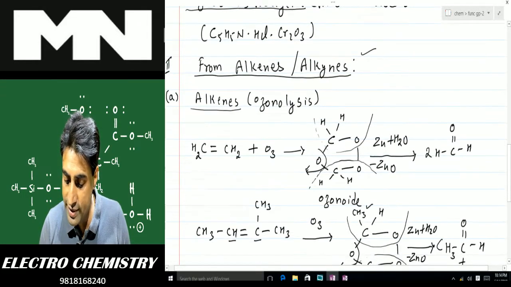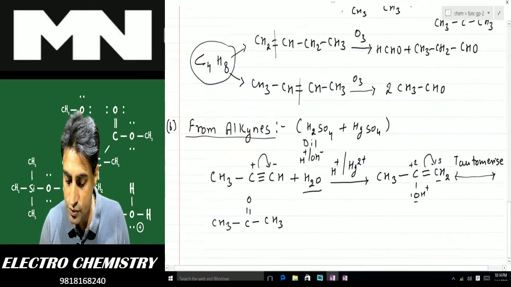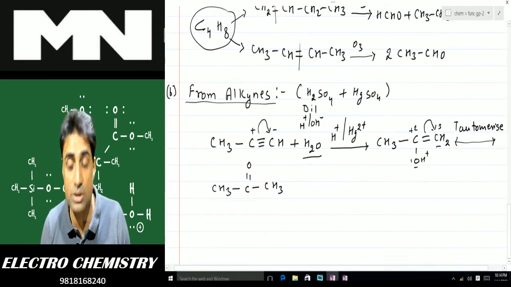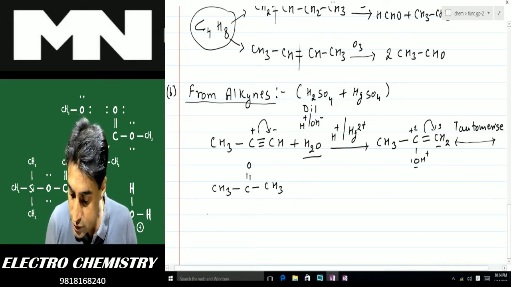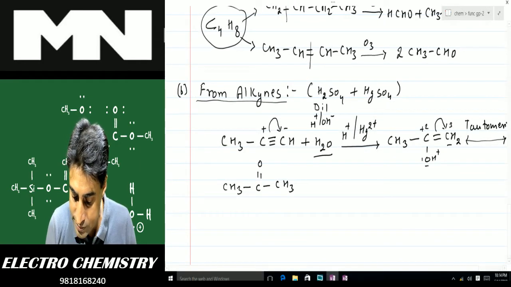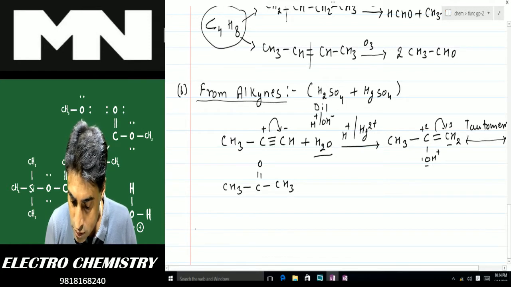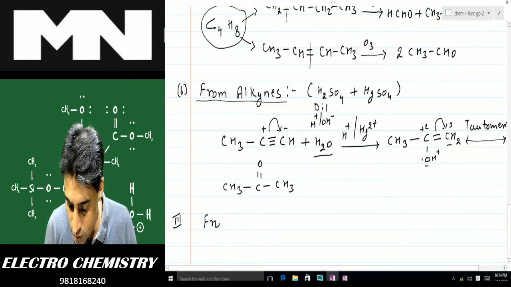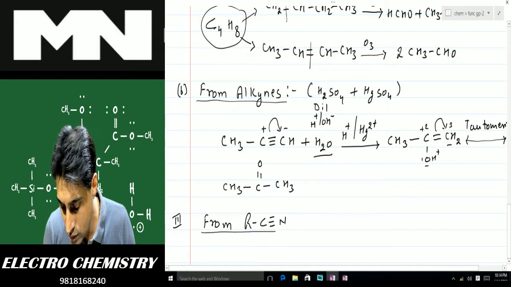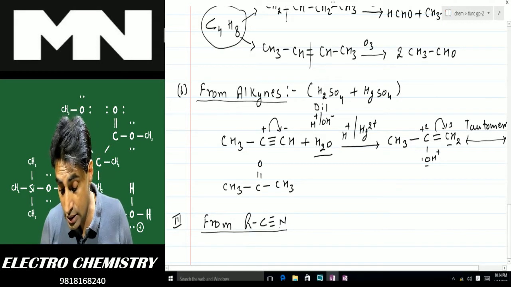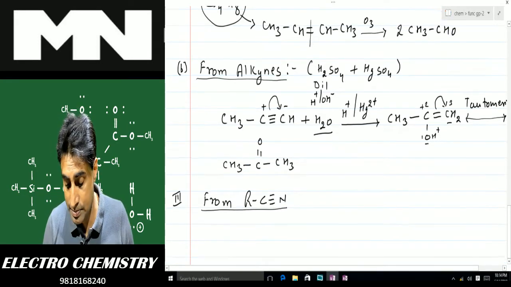So by now we have done 2 methods of preparation. First is by oxidation of alcohol. Second is from alkenes and alkynes. Now the third one we are going to do is from cyanides. The third we'll see is from alkyl cyanides. How to prepare from alkyl cyanides?